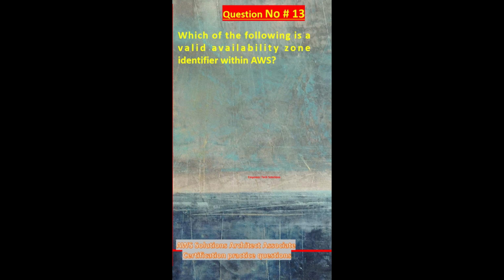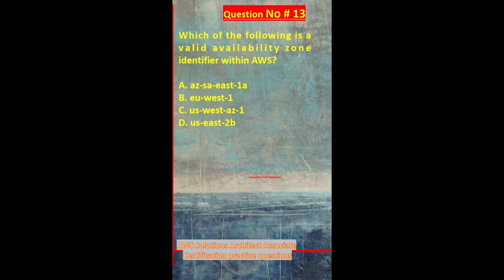Which of the following is a valid availability zone identifier within AWS? A. AP East 1A. B. US West 1. C. US West AZ 1. D. US East 2B.